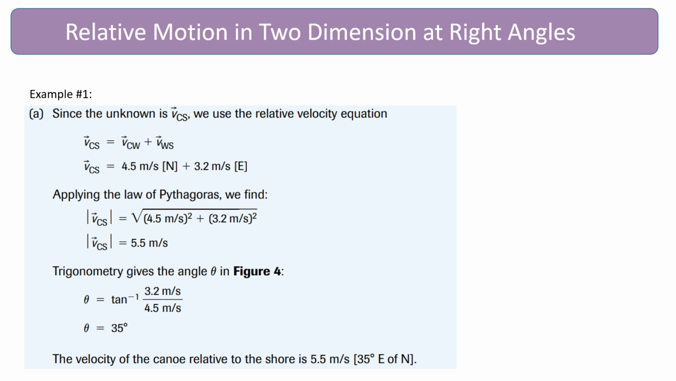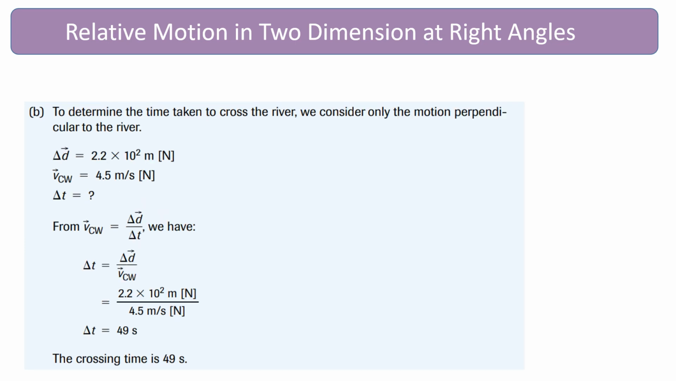Now, part B. To determine the time to cross the river, we consider only the motion perpendicular to the river. So the change in distance is 2.2 times 10 to the exponent 2 meters north. The velocity of the canoe in water is 4.5 meters per second north. So we want to know the time.